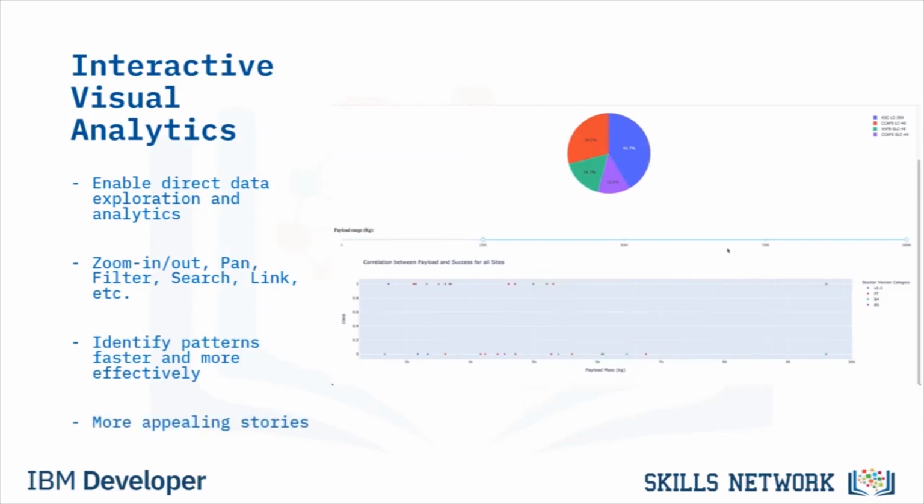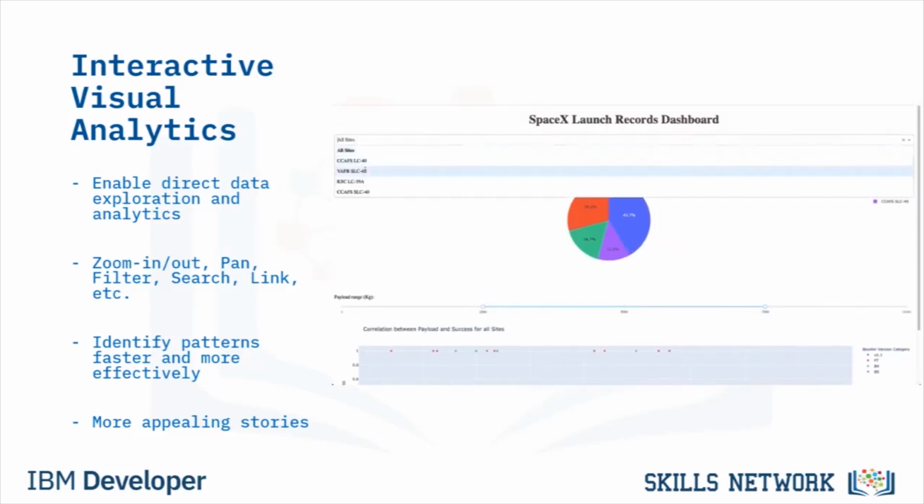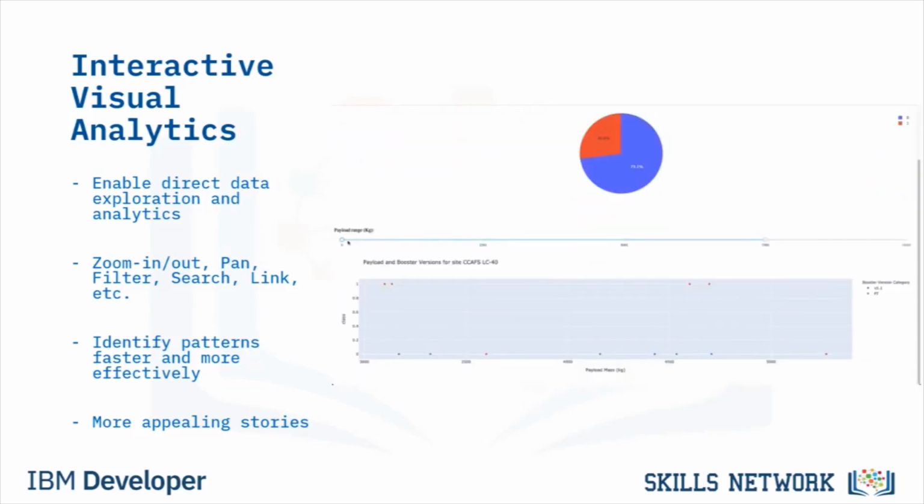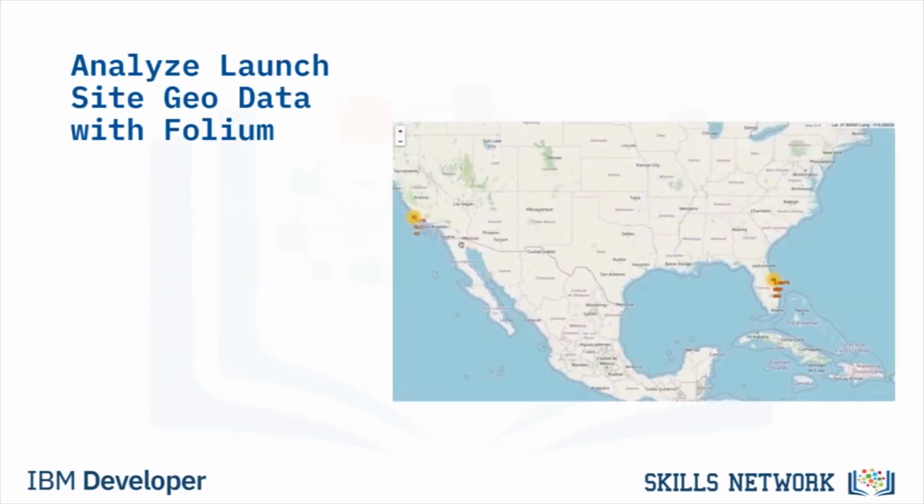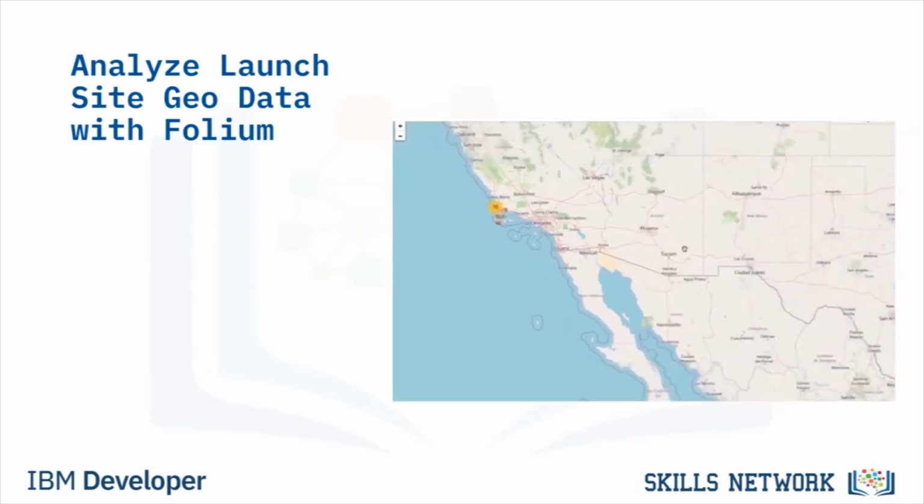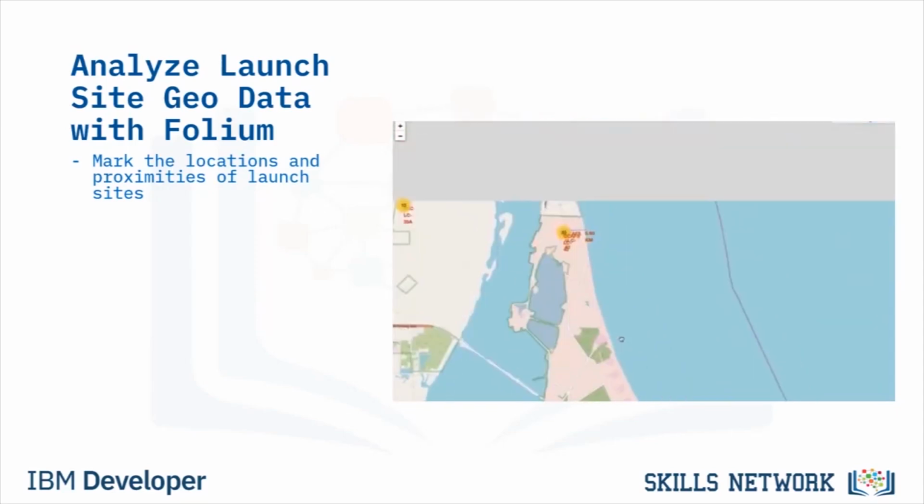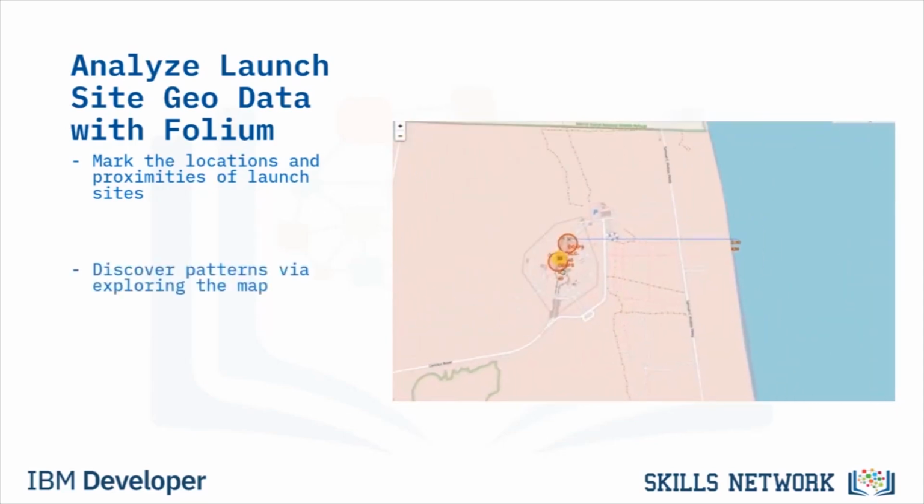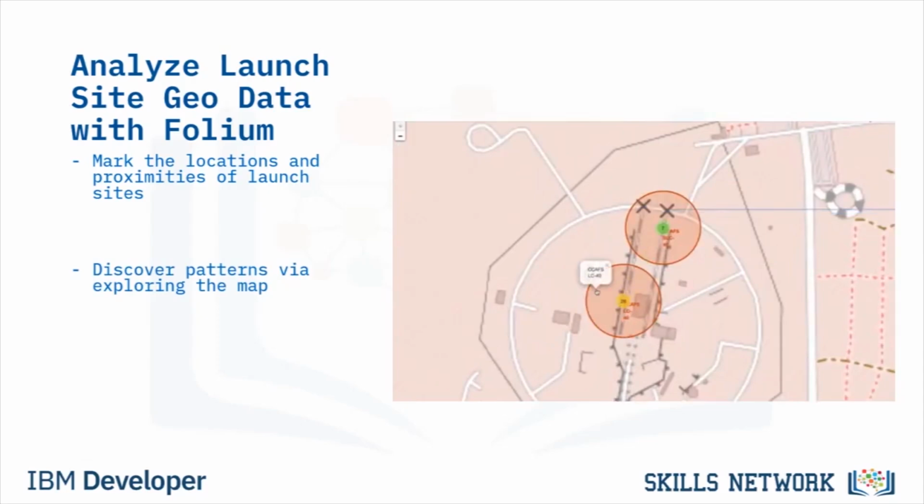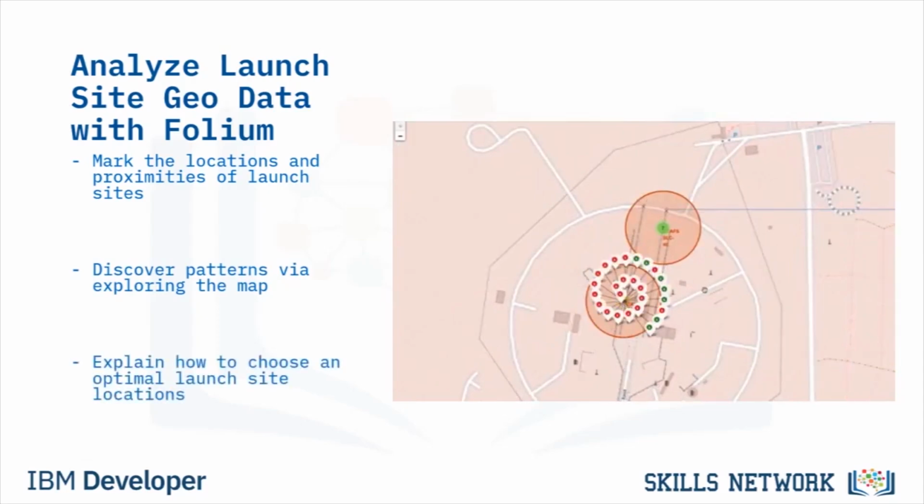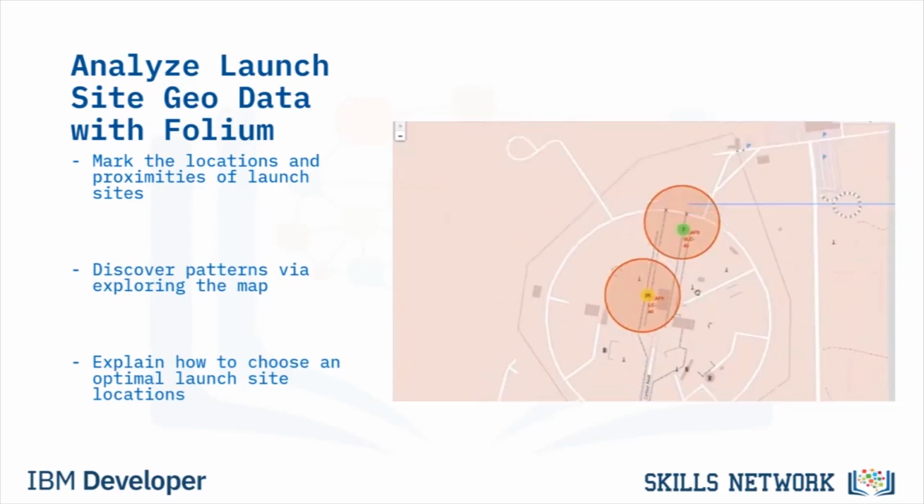Instead of presenting your findings in static graphs, interactive data visualization, or dashboarding, can always tell a more appealing story. In this module, you will be using Folium and Plotly Dash to build an interactive map and dashboard to perform interactive visual analytics. The first part of this module will be focused on analyzing launch site geo and proximities with Folium. We will first mark the launch site locations and their close proximities on an interactive map. Then we will explore the map with those markers and try to discover any patterns from them. Finally, we should be able to explain how to choose an optimal launch site.